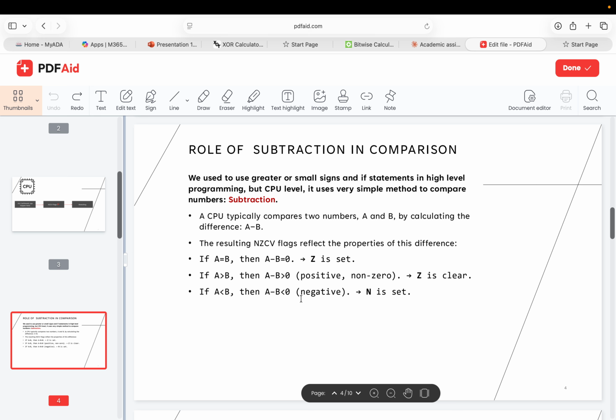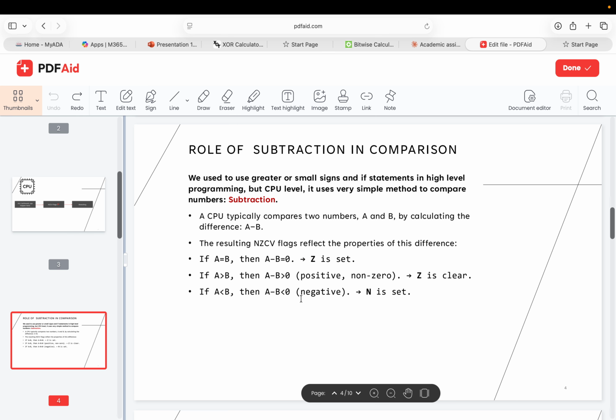And the role of subtraction in comparison is very important, because the CPU differs from high-level programming languages, which use the smaller sign, greater sign, if statements, etc. But at the CPU level, it uses a simple method to compare numbers. It uses subtraction. So when we compare 10 and 5, for example, it means we're subtracting 5 from 10. It means 10 minus 5.